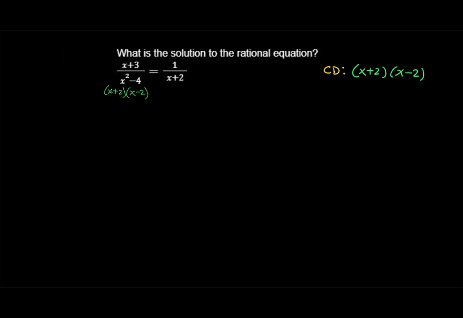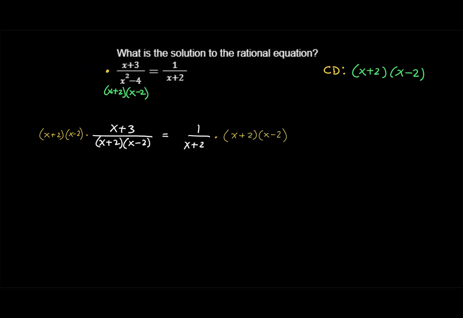Next, we need to multiply both sides of our equation by this common denominator. Actually, I think I'm going to rewrite it first. Okay, rewritten with the factored form on the denominator. So we're going to multiply both sides by our common denominator, which is x plus 2, x minus 2. In doing so, this should get rid of all fractions.